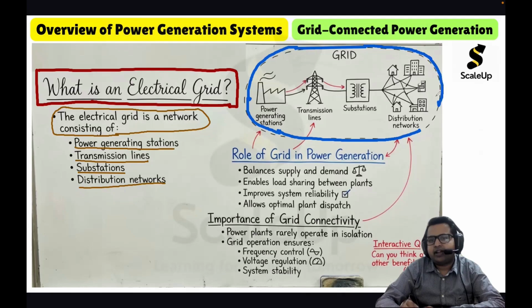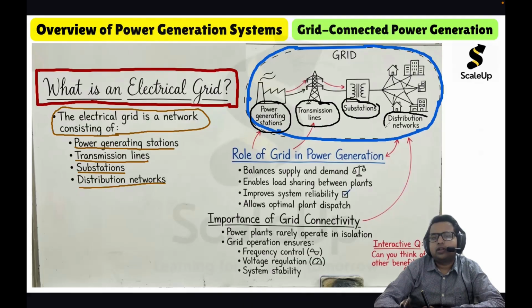Electric grid is basically a network of power generating stations where electric power is generated, the power plants. It is a network of transmission lines. Then we have substations in the picture in the electric grid, and then the distribution networks. So the electric grid is a network consisting of power generating stations, transmission lines, substations, and distribution networks.